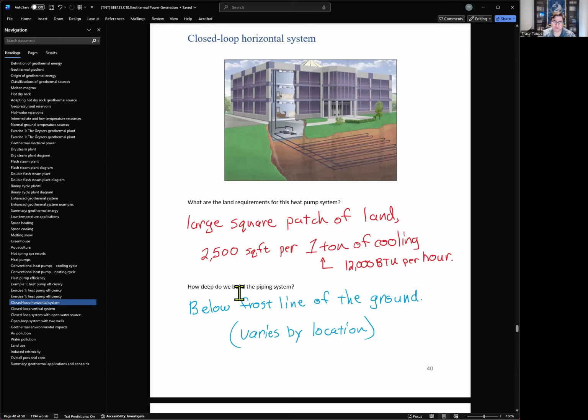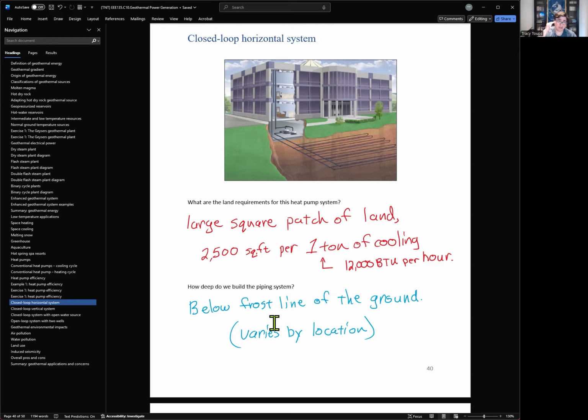How deep do we build this piping system? You won't build it below the frost line of the ground. Whenever it freezes over, there's a certain distance into the ground where the cold won't reach and you won't freeze any of the water. That's called the frost line. I don't know what it is here in California, but it's probably 5, maybe 10 feet underground. Probably not even 10 feet, more like 5 or 6 feet, right? So just dig 5 feet, put your pipes, fill it back up with dirt.